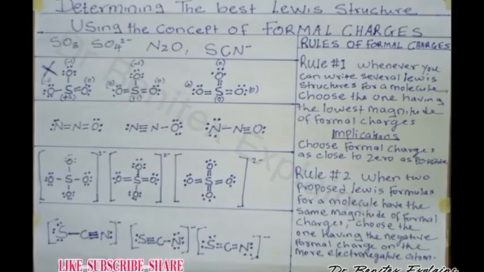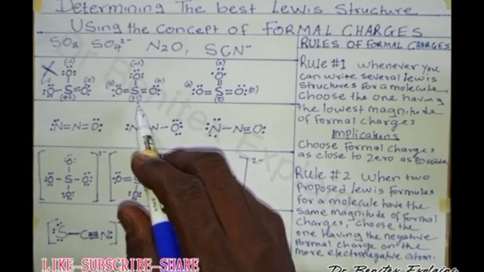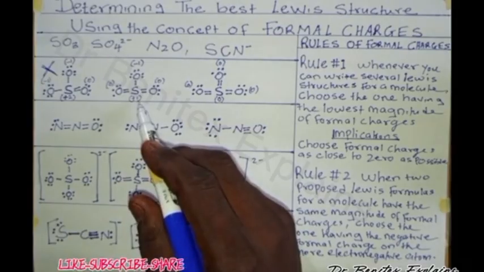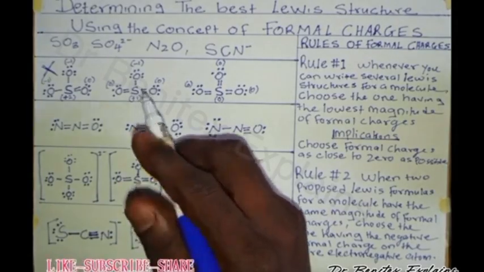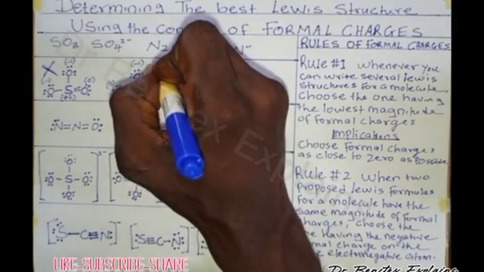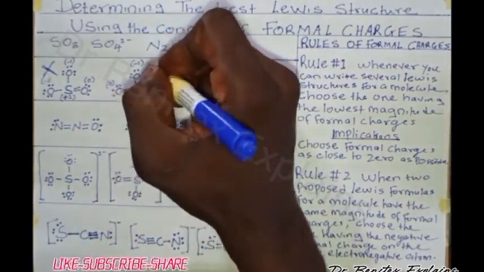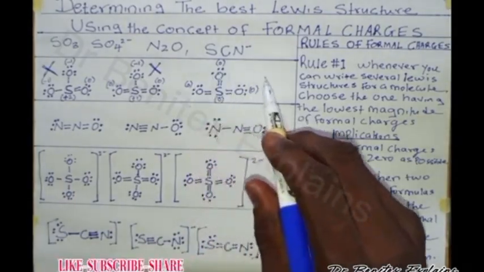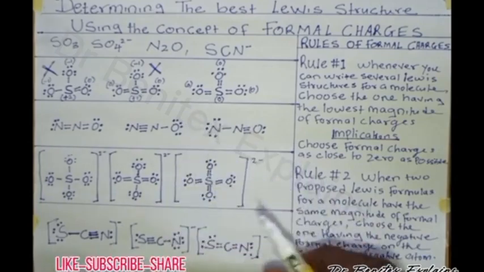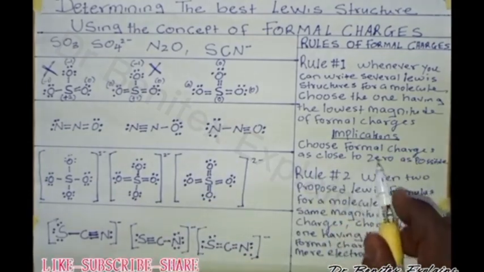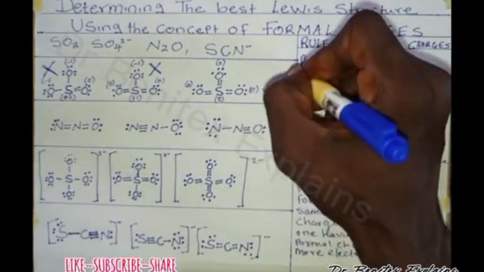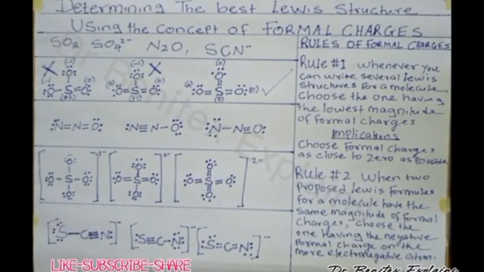It's not correct. So let's check the second structure. For the second structure, we can see that we have -1 here. We have +1 here. These magnitudes are quite large. So I will cross this particular Lewis structure. I will not select this one. What about the last one? The last one here, the formal charge for all the elements here is equal to 0. Remember, choose formal charges as close to 0 as possible. So the correct Lewis structure for SO₃ is this one here. Let's go to the second set of structures.